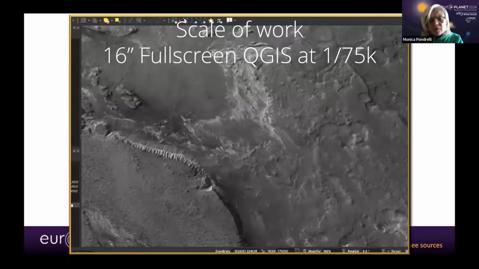Okay, scale of work, this is important. This is something that, of course, is always dependent on what you want to do. So what's your science goal?